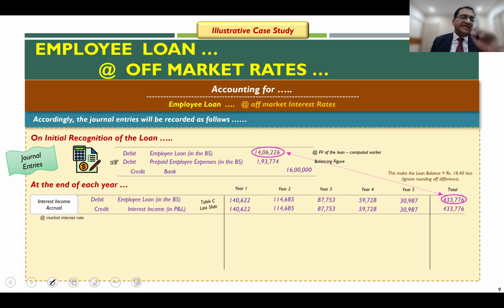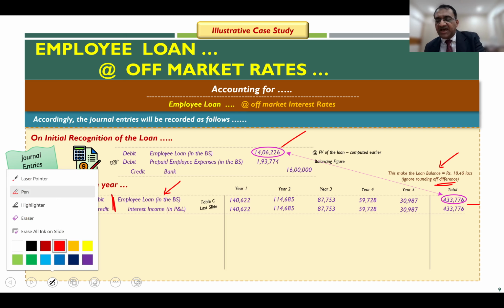So if you add these two numbers, at the end of year number 5, by recording these entries, your total loan balance will be 18.4 lakhs. Sum total of this plus this. Right? There's 2 rupees of rounding difference because of the decimal. Ignore that. Okay, so this makes up the loan balance of 18.4 because in each of the year you are increasing the loan amount by the interest accrual.